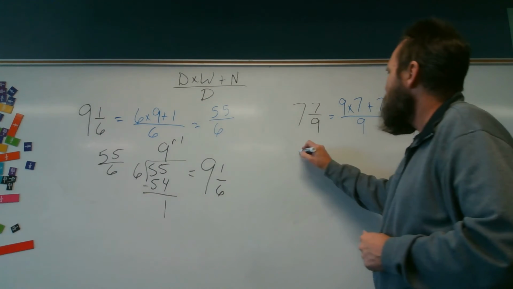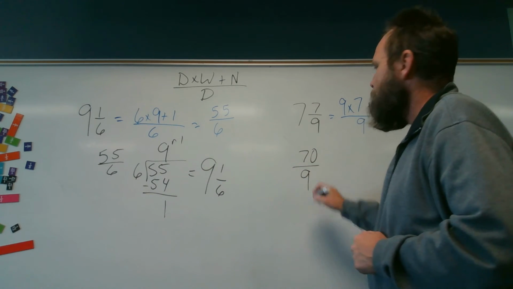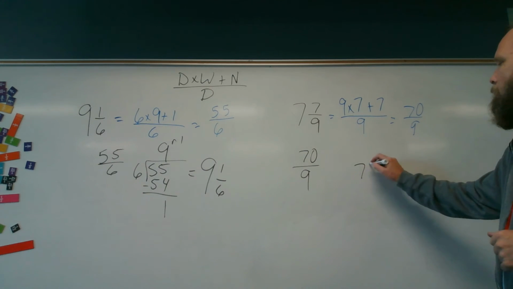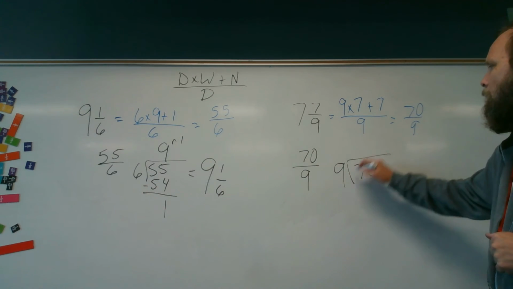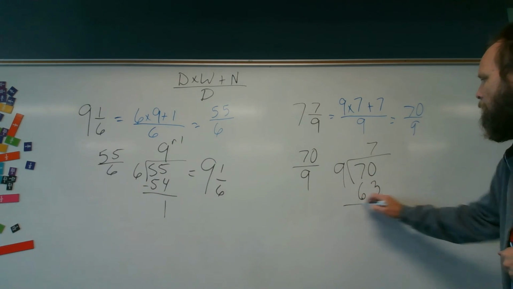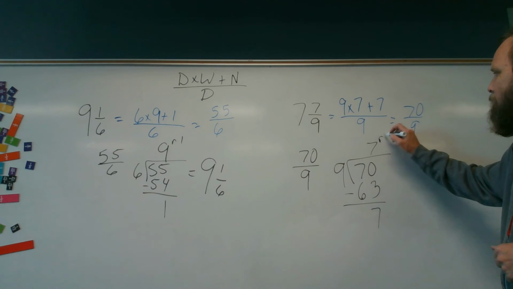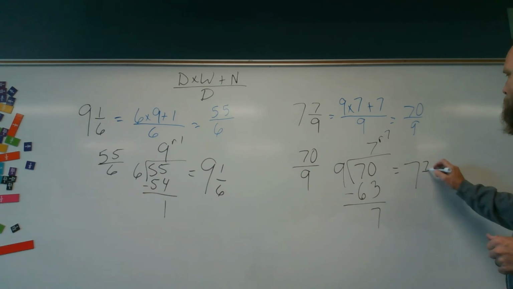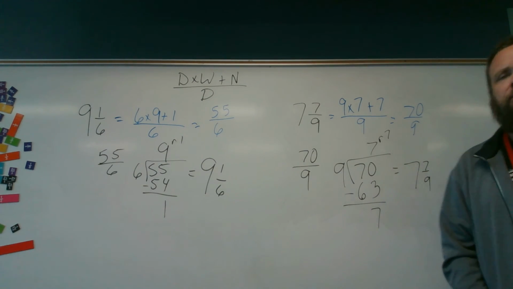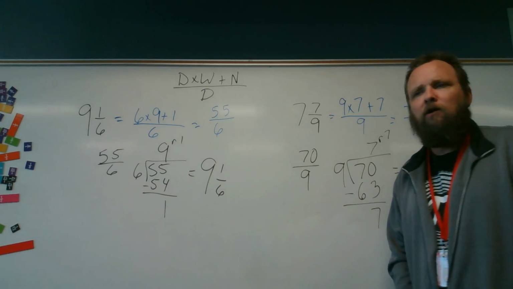And if I take 70/9, I have 70 divided by 9. 9 goes into 70 7 times. 7 times 9 is 63. 70 minus 63 is 7. 7 remainder 7 is 7 and 7/9. So by golly, unless we did it wrong both ways, it looks like we did a pretty good job on this. I'm darn proud of us.